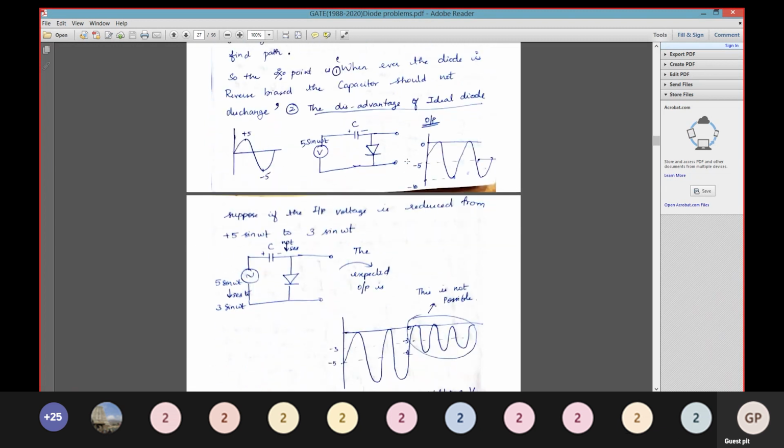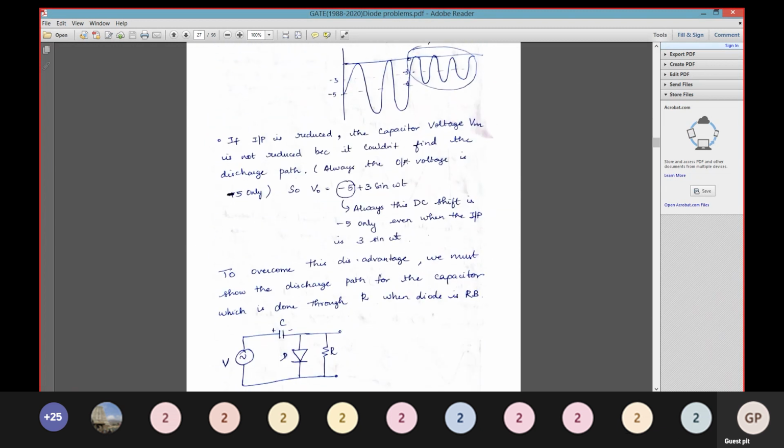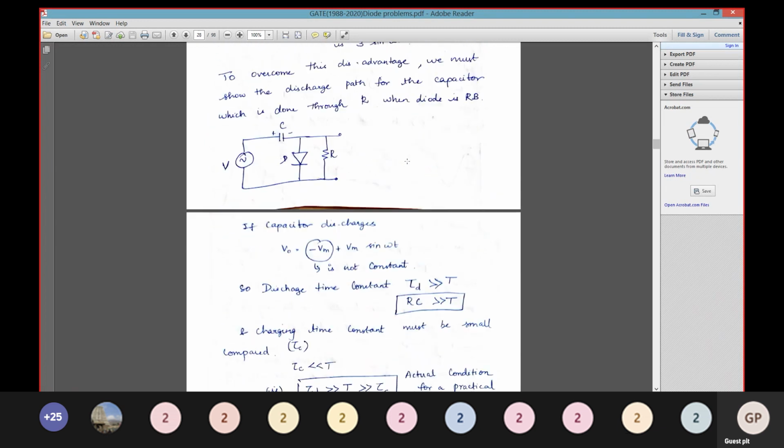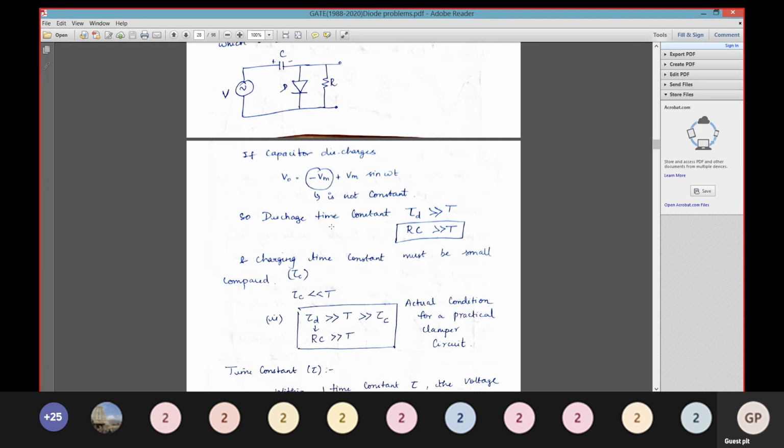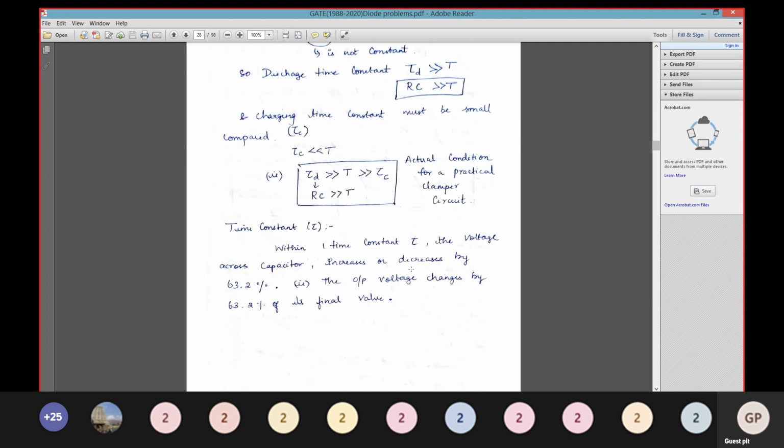So what is the answer we get over here? In this question, we are just discussing your time constant. Now, which condition does it satisfy? The condition which is satisfied is that the discharging time is very much greater. RC is the time constant. So the discharging time is very much greater than T. So this is your answer.